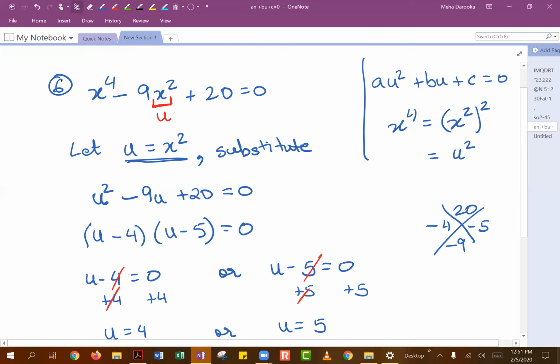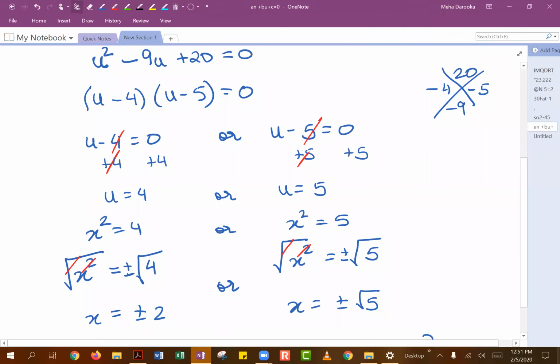Factor that, take each of your factors, set it equal to 0. And basically, once you have solved it for u, you got u equals 4 and u equals 5, then bring back that substitution of x squared and then get your x values.